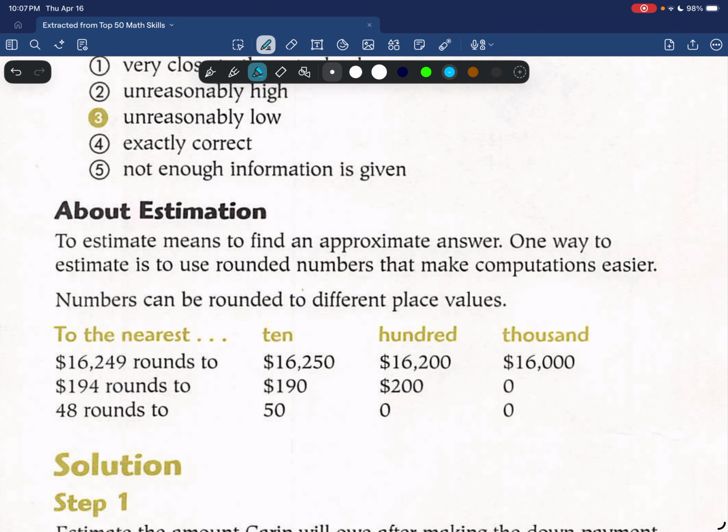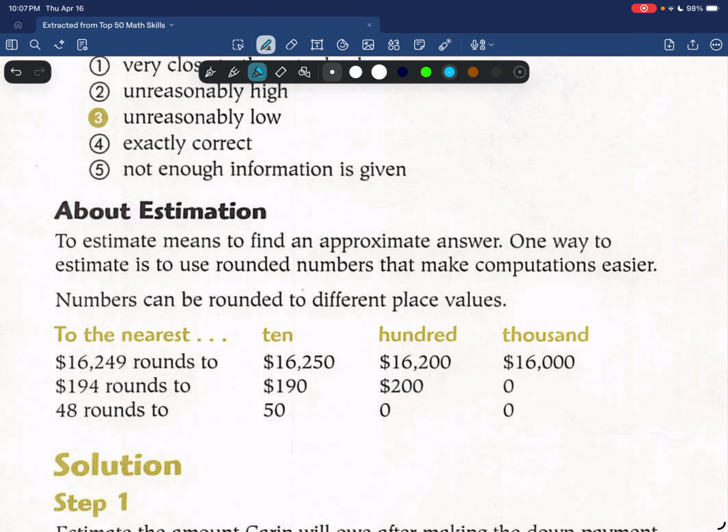Okay, I'm just going to keep reading about estimation. To estimate means to find an approximate answer. One way to estimate is to use rounded numbers that make computations easier. Numbers can be rounded to different place values. 16,249 rounds to 16,250 if you're rounding to tens. If you're rounding to hundreds, you get 16,200. And if you're rounding to 1,000, you get 16,000.